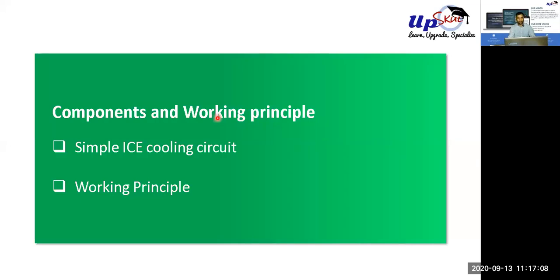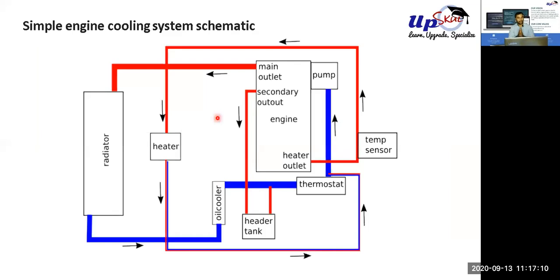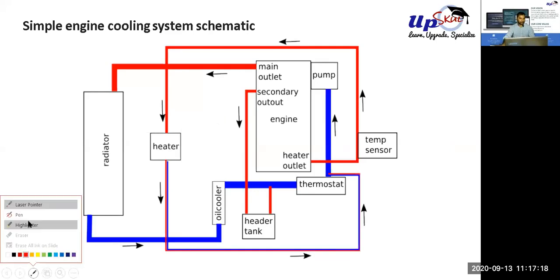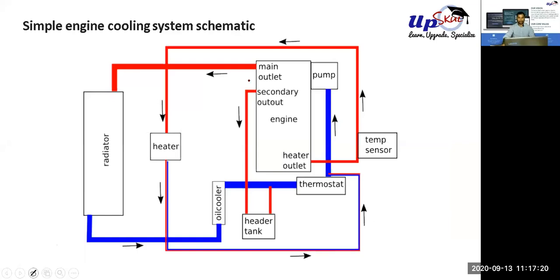Okay, so let's see a simple engine cooling system. It's the simplest type of schematic. If I use a pen, yeah. So as you can see, this is our engine block, and hot water is going out of this.